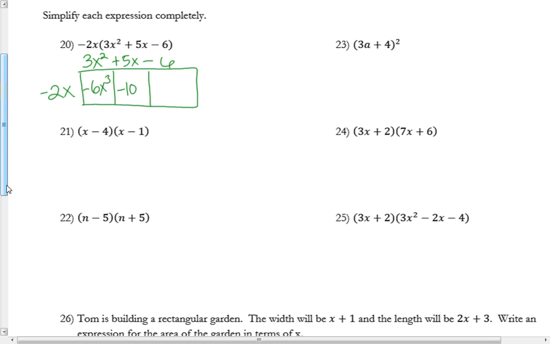Next, I get negative 10 from negative 2 times 5. X times x is x squared. Negative 2 and negative 6 is positive 12. And then I have an x from that first term, so I make sure I have an x in my answer. So this becomes negative 6x to the third minus 10x squared plus 12x.